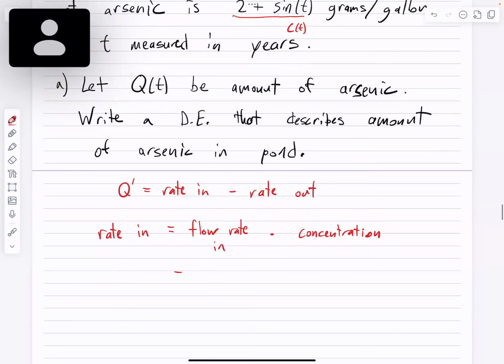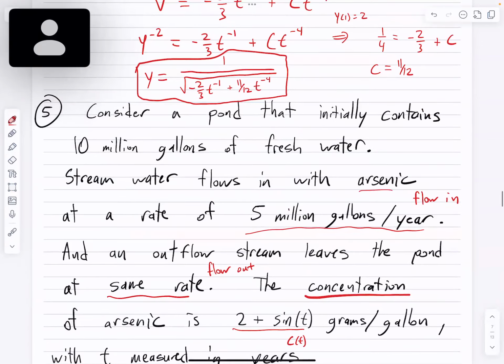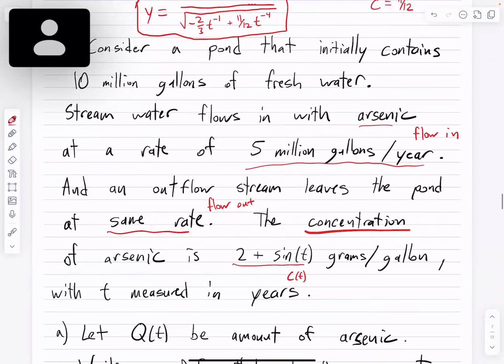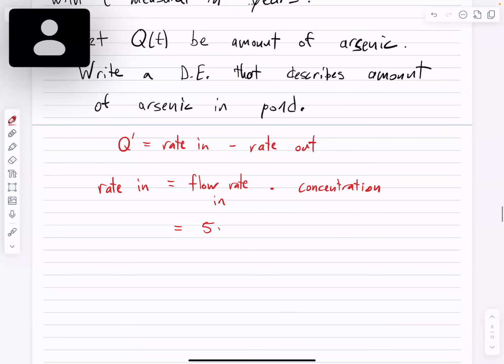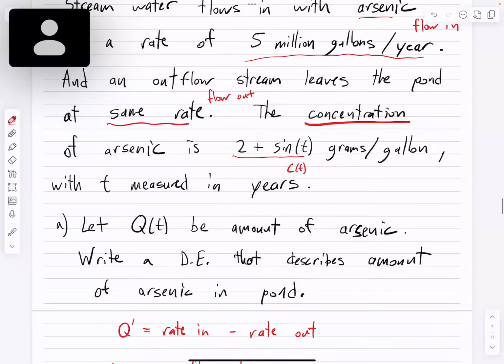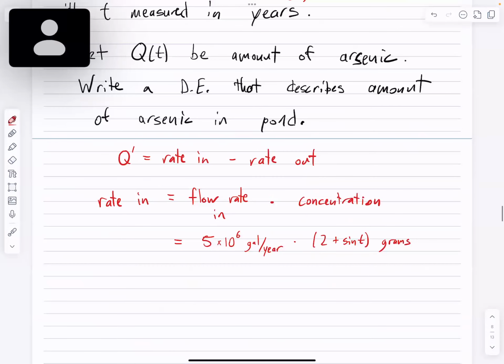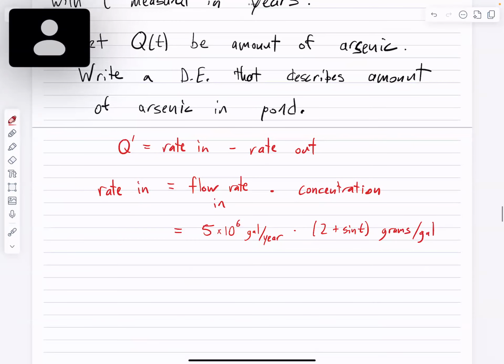So for us, that's equal to 5, and we have to be very careful with the units. It's millions of gallons. So that's 5 times 10 to the 6 gallons per year times the concentration, which is 2 plus sine of t grams per gallon. And so this will tell us how much arsenic is getting in per year, because the gallons cancel, and so you get grams per year.